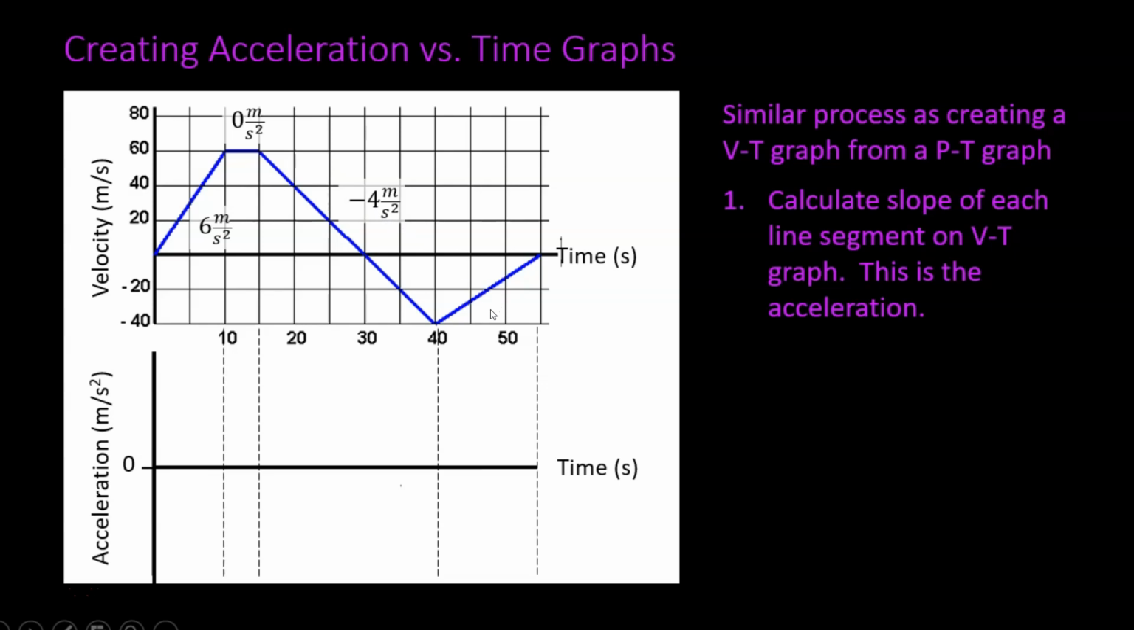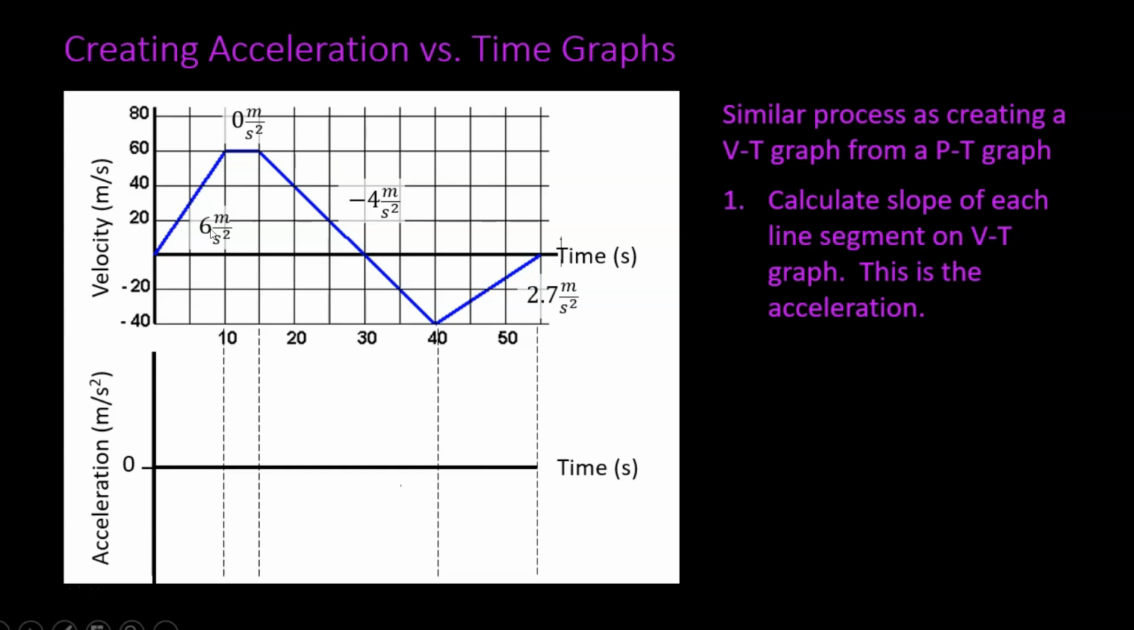Finally, we want to calculate the slope of this last line segment. We go from negative 40 meters per second to 0 meters per second. We have a rise of 40, a positive 40 meters per second, and we have a run from 40 seconds to 55 seconds, so the run is 15. When we do 40 divided by 15, we wind up with a slope of 2.7 meters per second squared.